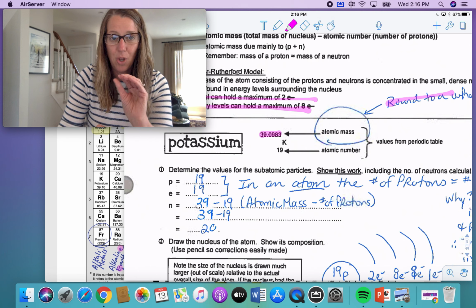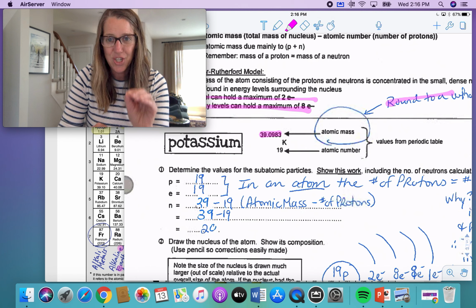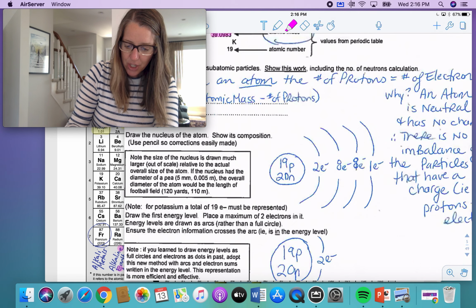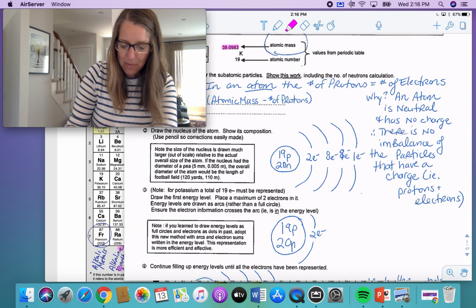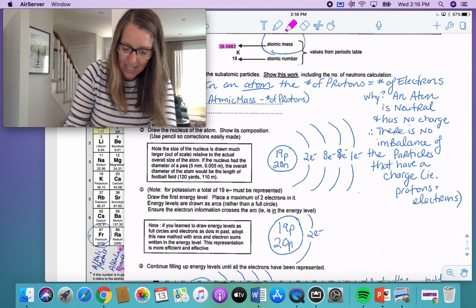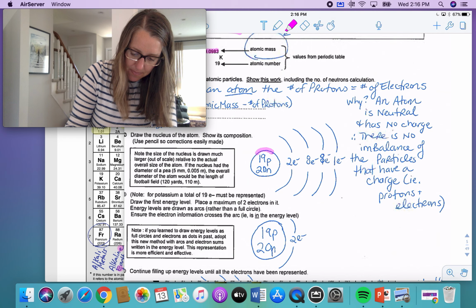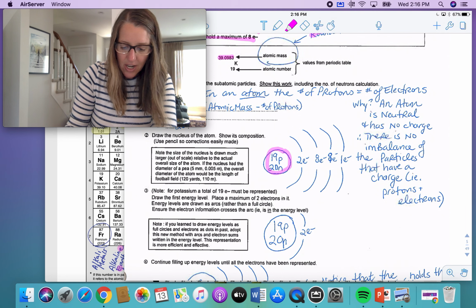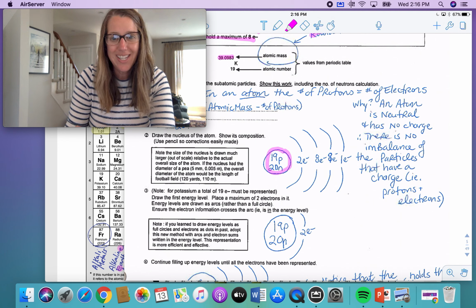Number of protons will always be a whole number. It is the atomic number. Okay, so you're going to show the number of protons and neutrons in the nucleus of the atom. There we go. And we're drawing this for potassium, right? So 19 protons, 20 neutrons.